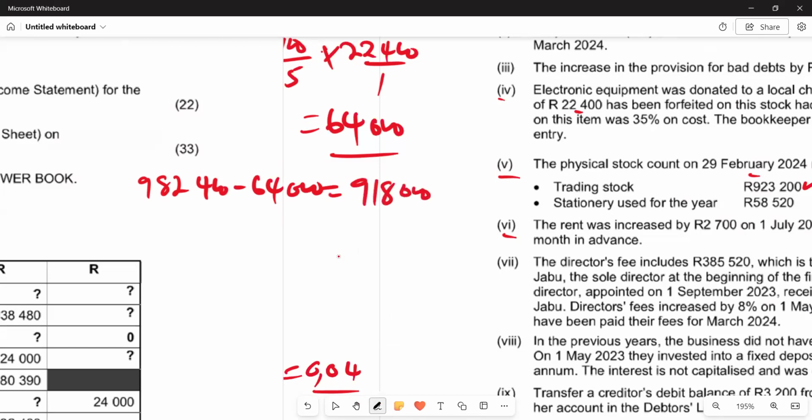Then you compare it with the trading stock figure, 923,200. We see that our book value is less than our physical stock count figure, which means we are going to get a negative answer, which represents a surplus. So we are having a surplus, which is supposed to fall under other income. So we just go and summarize that working under other income.